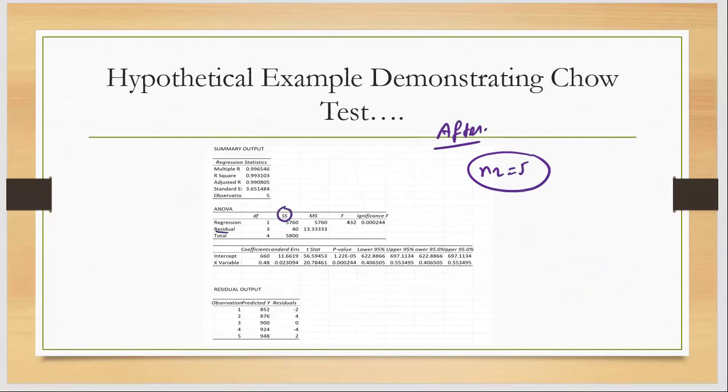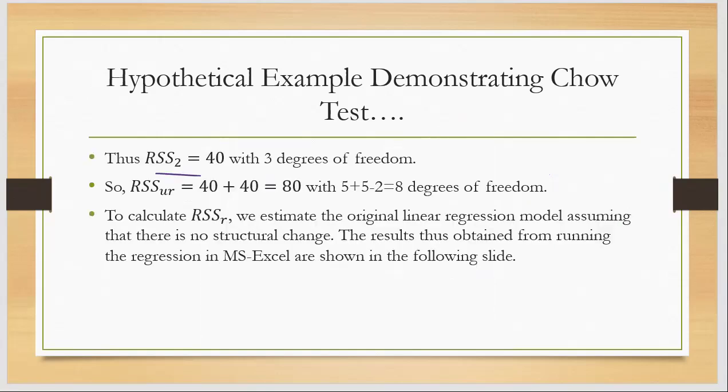Again, you have to see the residual sum of square. This is the residual sum of square. Again, the degrees of freedom is 3. Again, the RSS is 40. RSS2 is coming out to be 40. The degrees of freedom is 3.